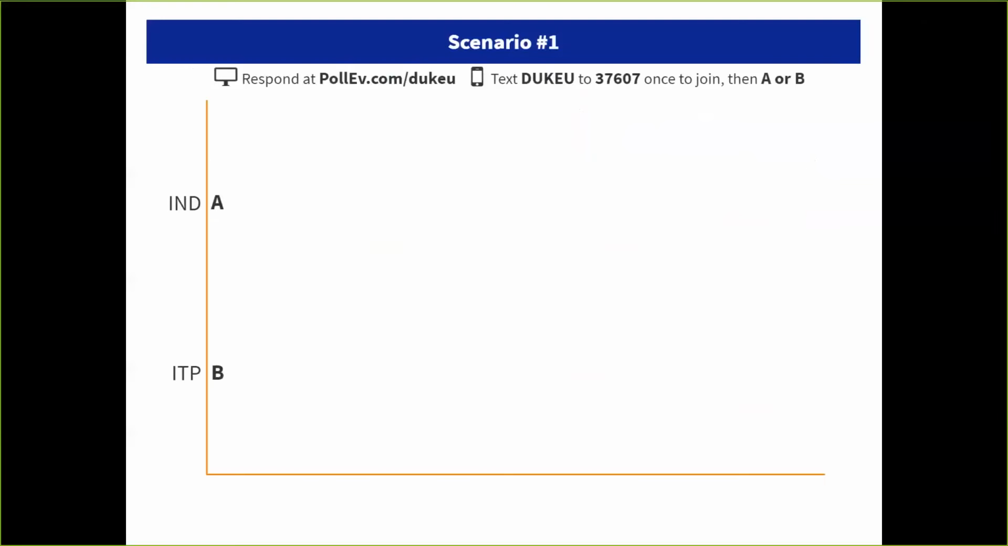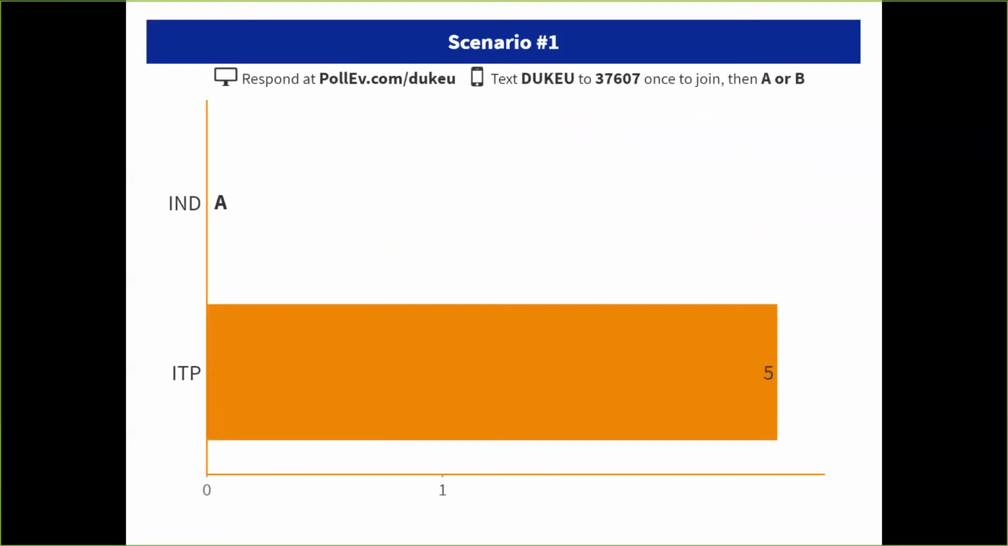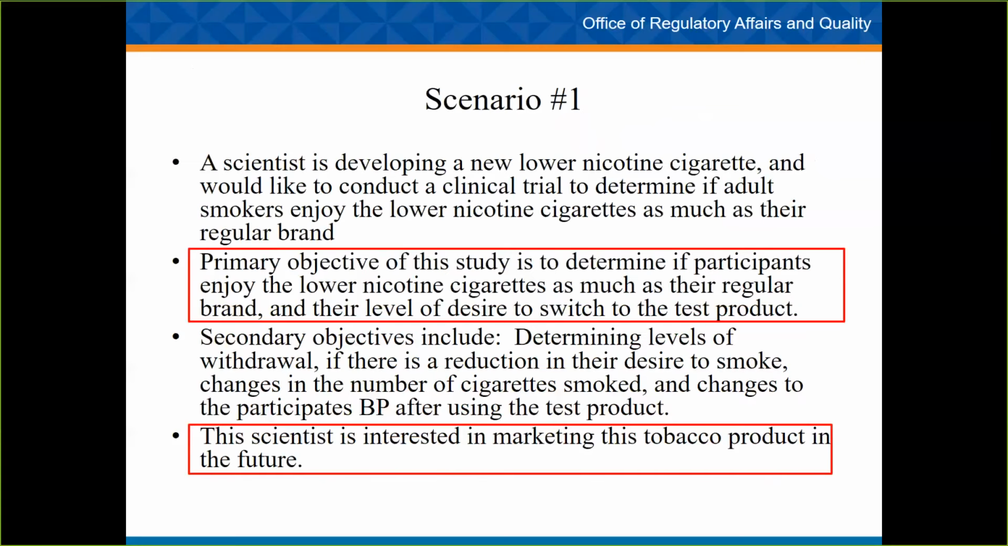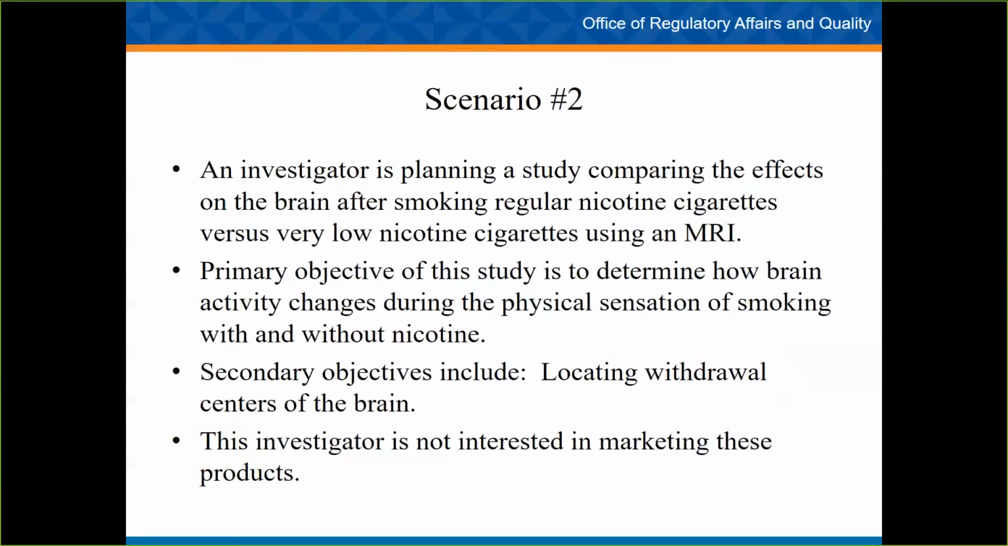All right, what do you think? IND or ITP for this one? Okay, not too hard. So the primary objective is comparing two types of tobacco products. They do have some secondary objectives that have therapeutic endpoints, but that's okay for an ITP application as long as it's not the focus. All right, next one.